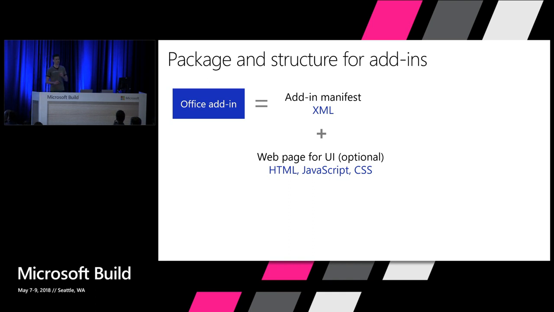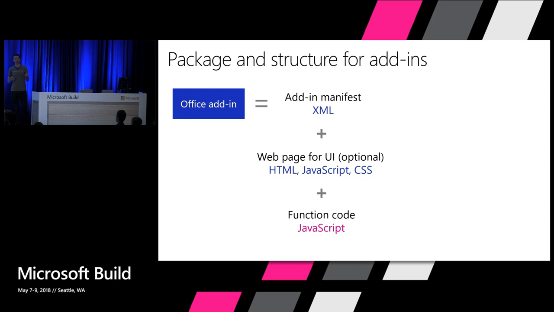The two core components that have existed up until today for your Office add-ins are, of course, the manifest file that specifies all the information and metadata that you need about those custom functions, and the HTML web page, where you can optionally specify UI. You don't need to have that UI, but you certainly can. And we are adding to that.